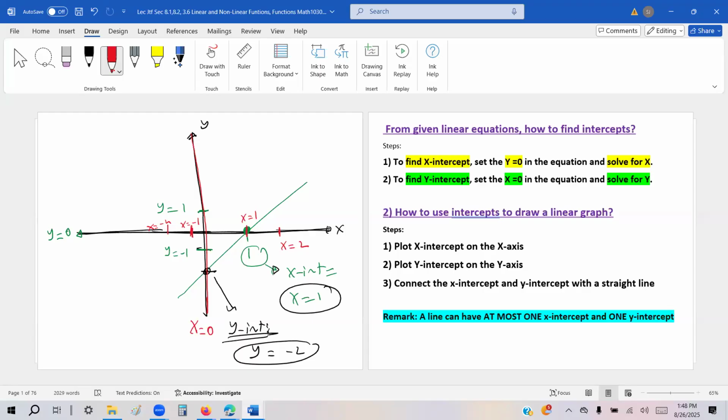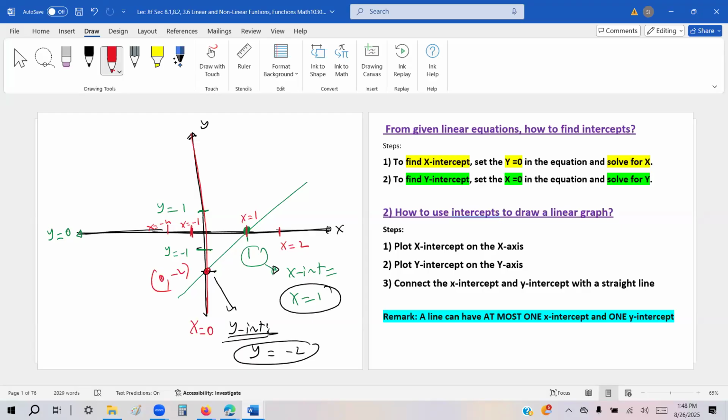So, what's the name of this point? What's the x value there? 0. And what's the y value there? -2. So for every y-intercept, your x has to be 0. Every x-intercept, your y has to be 0. So whatever you are crossing, the other variable has to be 0.